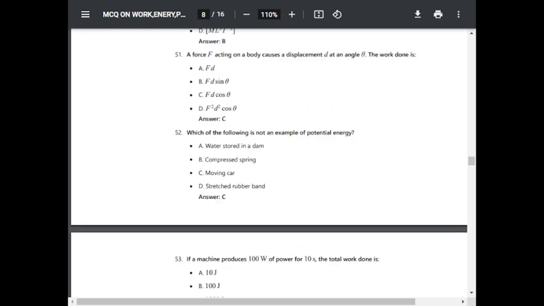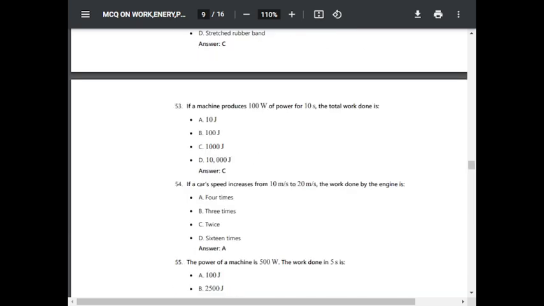Question number 52. Which of the following is not an example of potential energy? Option A water stored in a dam, option B compressed spring, option C moving car, option D stretched rubber band. The correct answer is C, moving car. All are examples of potential energy except moving car. So option C is correct.